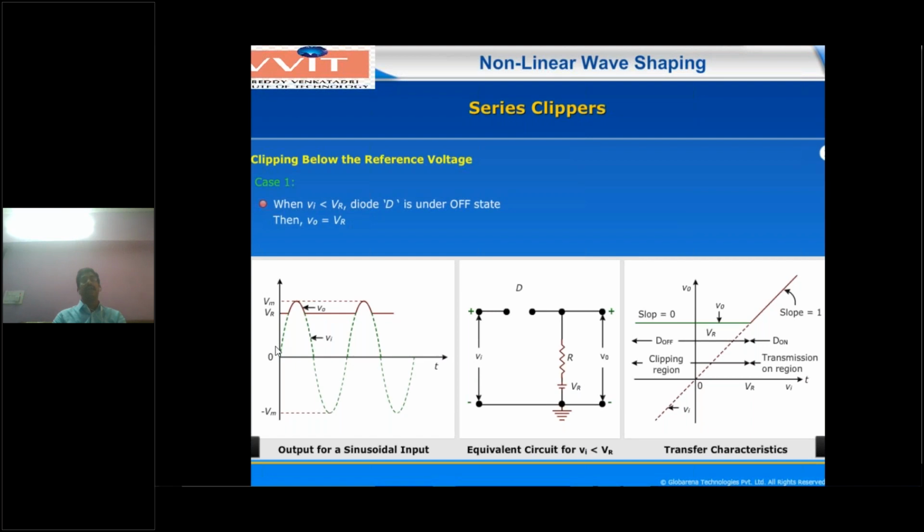So you have to see the diagram. When the input voltage is less than the reference voltage, the diode will be off. So V naught is parallel to VR, and the output voltage equals VR only. This line is called the less than VR voltage region.